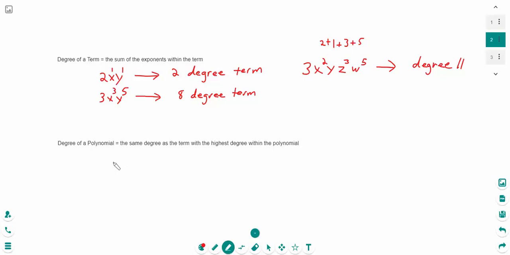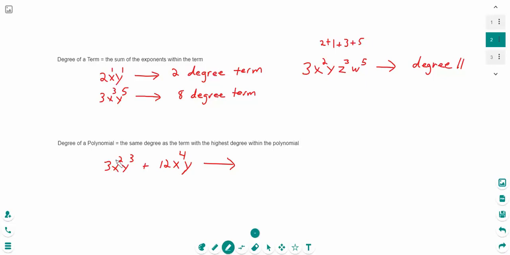So if I have the binomial 3x squared y to the third, and I'm adding that with maybe 12x to the fourth y, this is a binomial. What is the degree of this whole binomial, not just the individual terms? The answer is the degree is always going to be the same as the term of the highest degree within the polynomial. So we look at the degrees of the individual terms.